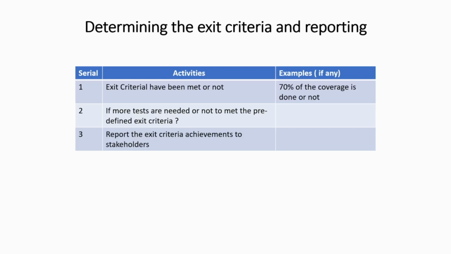If I have not achieved 70% coverage, then I have to define whether more tests are needed, and add some more tests. So this step is also part of this phase. And finally, if the exit criteria is achieved, I have to notify my stakeholders that the exit criteria have been achieved. So that's about the determining exit criteria and reporting phase.